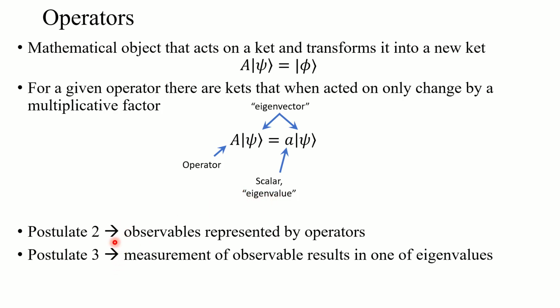Postulate 2 and 3: postulate 2 being that observables are represented by operators, and postulate 3 that the measurement of an observable results in one of the eigenvalues. You can immediately see why we want to have a strong understanding of this picture. These A's give us the results of our measurements. They're the quantized things that we can measure through some measurement that's represented by this operator.